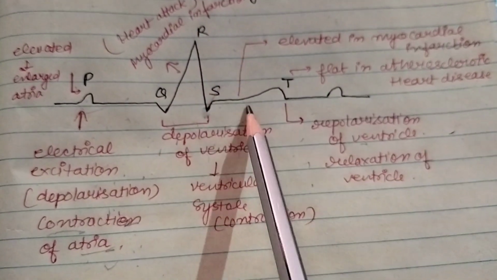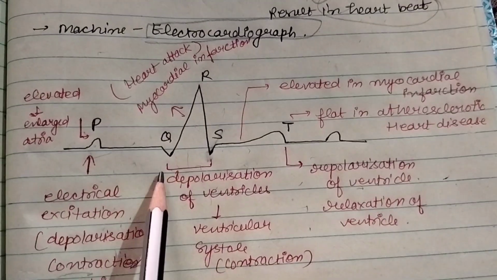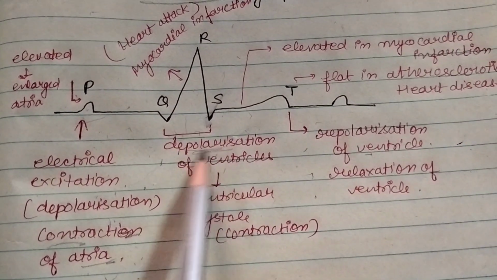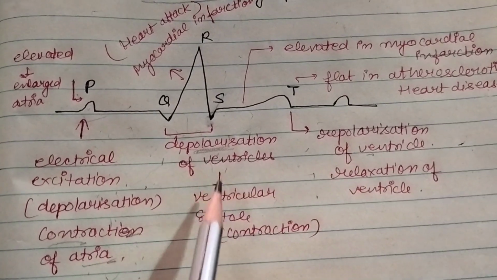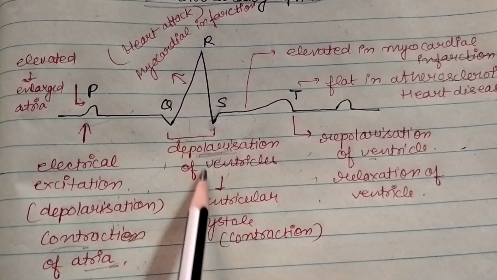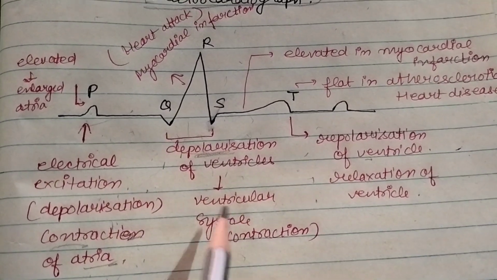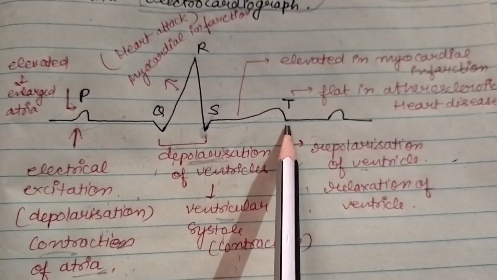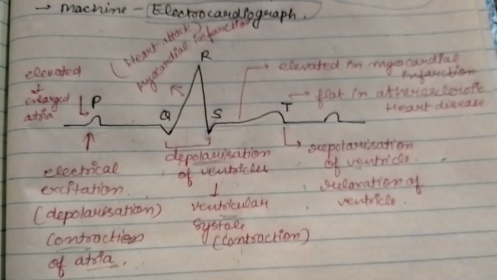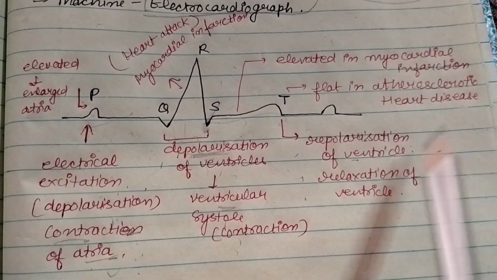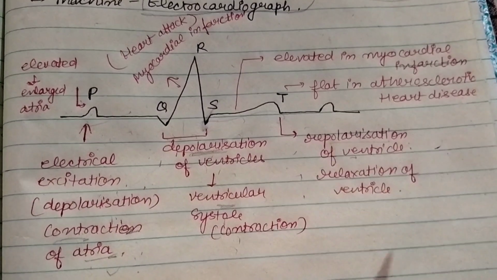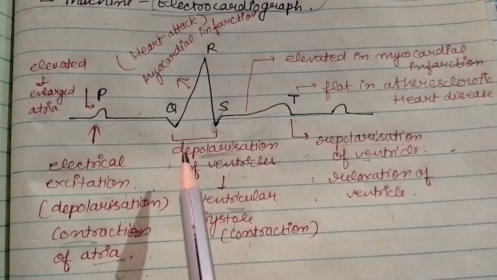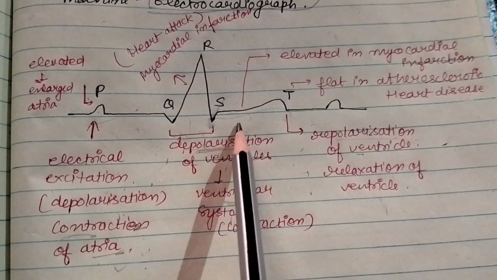Then QRS. This QRS, this one is the largest peak, and it represents depolarization of ventricle. Depolarization means contraction, means generation of action potential. Again action potential will generate and it will contract the ventricle. Systole means contraction of ventricle. Then comes a short wave, that is T wave. This T wave means repolarization, means relaxation state, means action potential finishes here and it results in relaxation of ventricle.